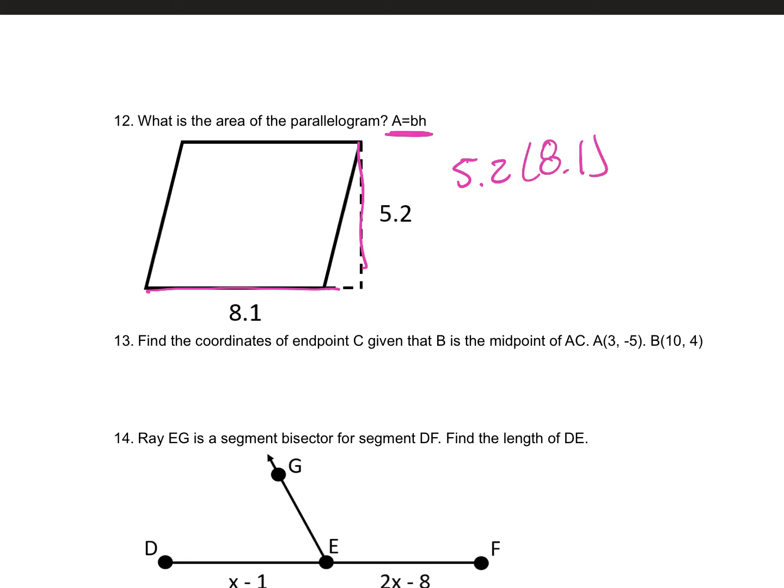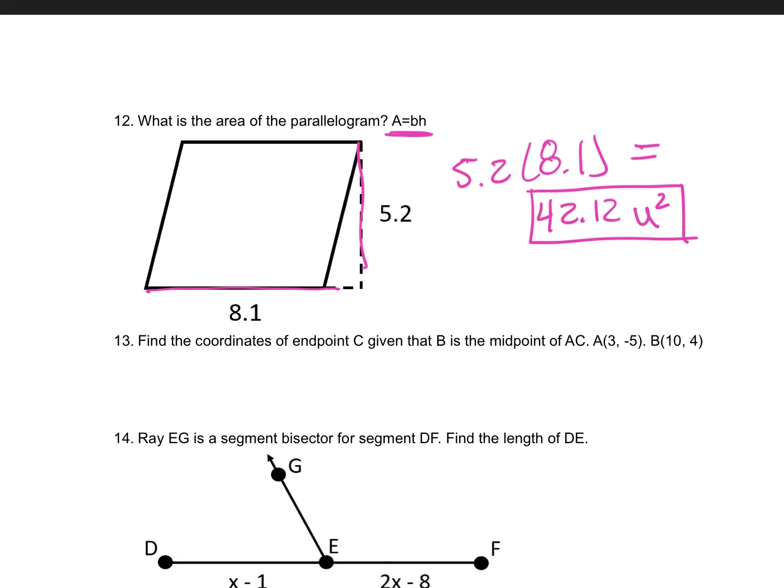And guys, I'd highly recommend multiplying this out in your calculator. Don't do this by hand. And you will get that the area is going to be 42.12 units squared. And the most important thing here is that area, the units is always squared.